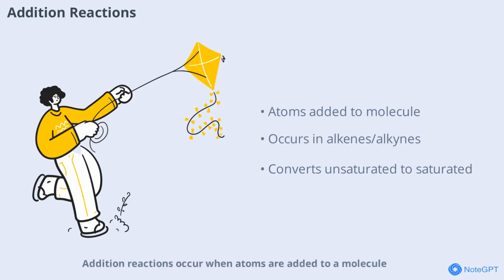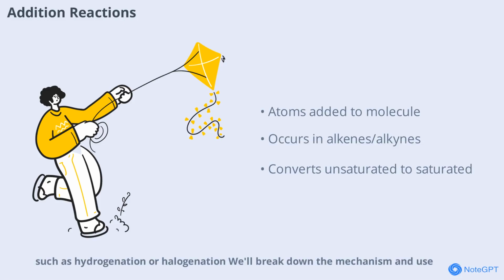Addition reactions occur when atoms are added to a molecule, typically across double or triple bonds. Alkenes and alkynes undergo addition reactions such as hydrogenation or halogenation. We'll break down the mechanism and use visuals to show how the reactants combine. Addition reactions are important for converting unsaturated compounds to saturated ones.